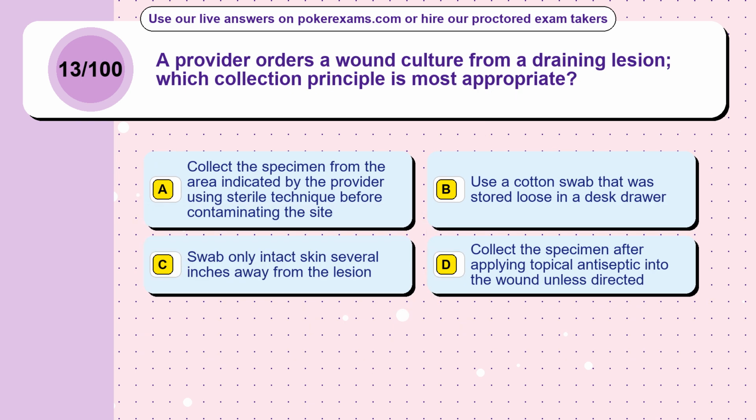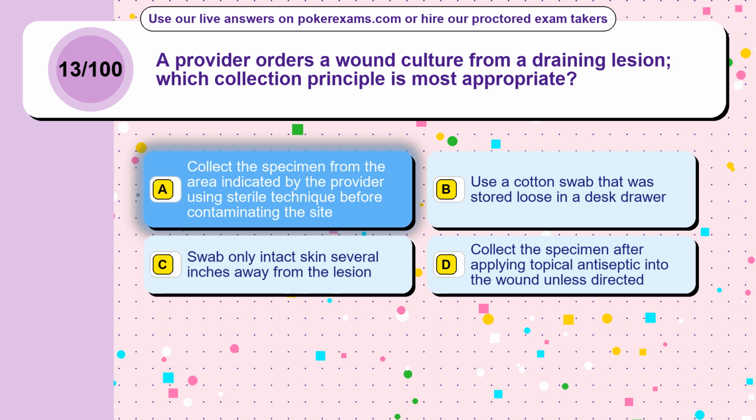Question 13. A provider orders a wound culture from a draining lesion. Which collection principle is most appropriate? Option A. Collect the specimen from the area indicated by the provider using sterile technique before contaminating the site. Option B. Use a cotton swab that was stored loose in a desk drawer. Option C. Swab only intact skin several inches away from the lesion. Option D. Collect the specimen after applying topical antiseptic into the wound unless directed. The correct answer is option A.